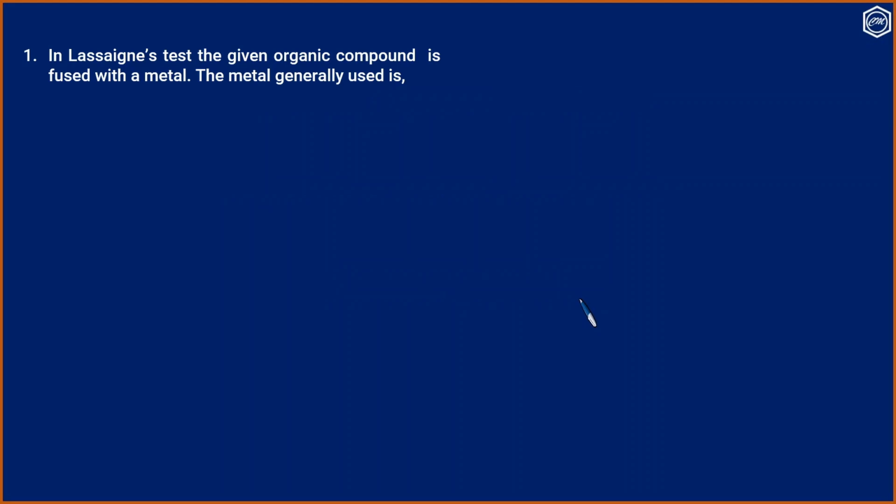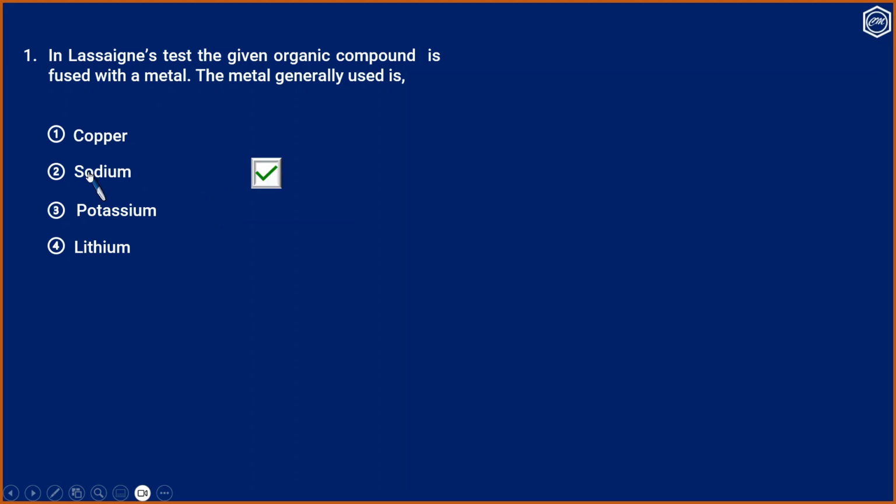Question 1. In Lassaigne's test, the given organic compound is fused with a metal. The metal generally used is option 1, copper, option 2, sodium, 3, potassium, and 4, lithium. We have studied that the Lassaigne's extract is also called sodium extract or sodium fusion extract. Therefore, the metal used must be sodium. So we select option 2. That is the correct answer.